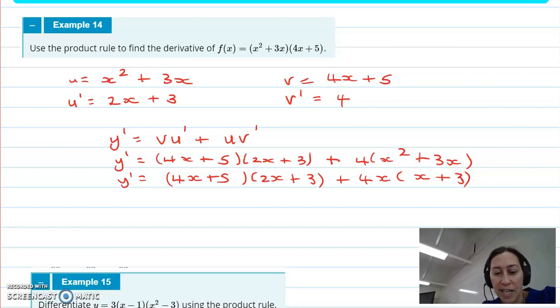Alright, and then we say, can it be simplified any further? Well, no, it can't, so we just leave it like that. Alright, and that's pretty much an example of how you use the product rule. It doesn't really get any trickier than that, apart from with the factorising and the simplifying.